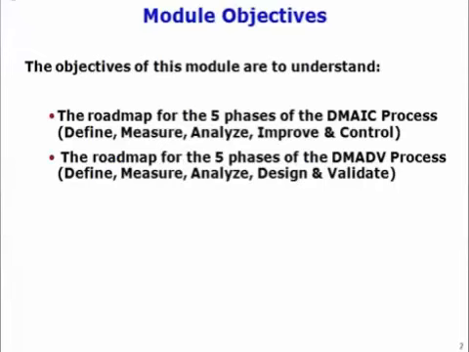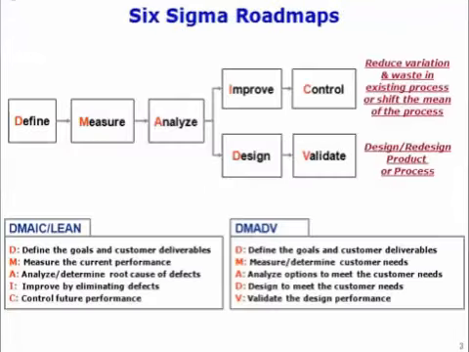The objectives of the module: you want to understand the 5 phases of the DMAIC methodology and also the 5 phases of the DMADV methodology. And notice that here on the roadmaps you've got define, measure, analyze, improve, and control, DMAIC, right? And so we use that particular path of improvement for reducing variation and waste reduction and elimination.